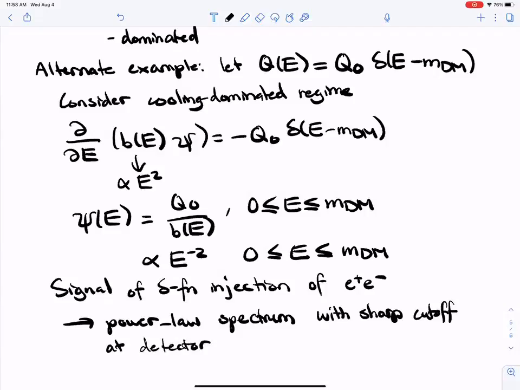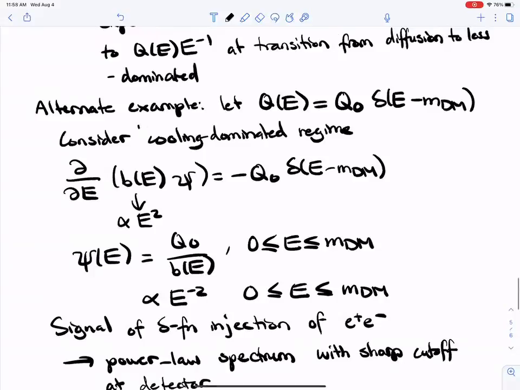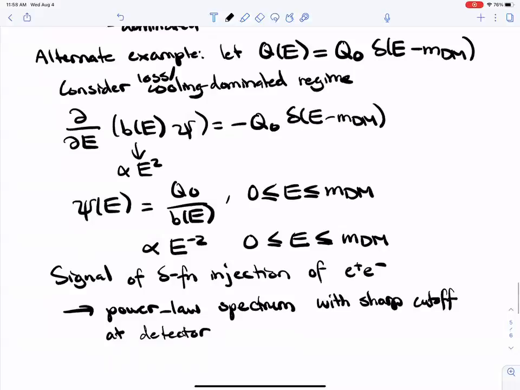Was there a question there maybe? Is cooling dominated, loss dominated? Yes, cooling, loss or cooling dominated regime. Thank you for checking. So all I'm saying here is let me just throw out the diffusion term and just look at how an injected particle evolves under losses.